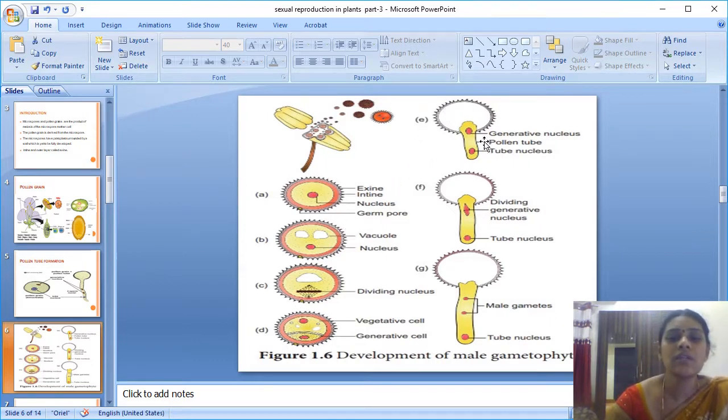If you see this part, these four stages A, B, C, D only happen when the pollen is in the anther. But hereafter, at stage E, once it reaches the right stigma, this full intine, the yellow colored intine, will come out as a tube. That happens only after it reaches the right stigma.